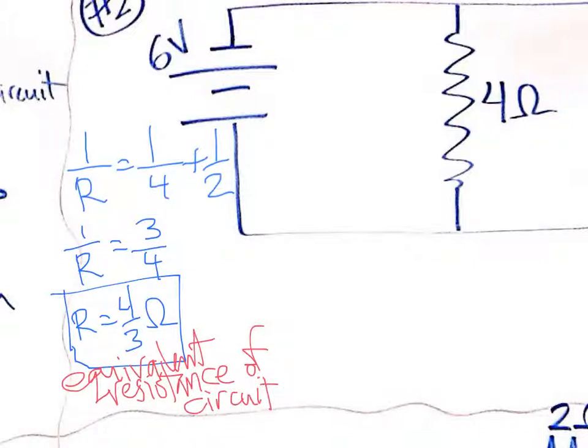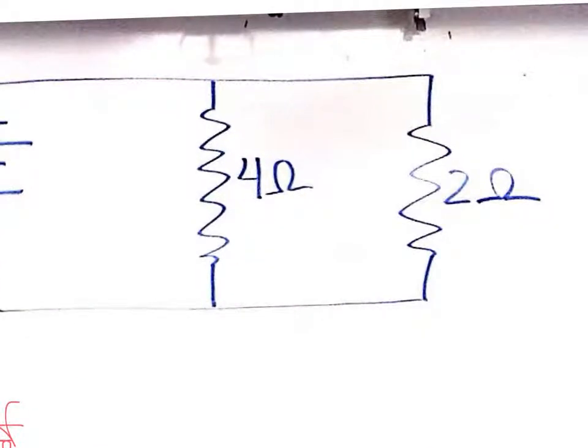Okay. Notice, please, how that the 4/3 ohm is less than 2 ohms and less than 4 ohms. Will it always be like that? Yes. The fact that there's another path for the electrons to take means the resistance is decreased.